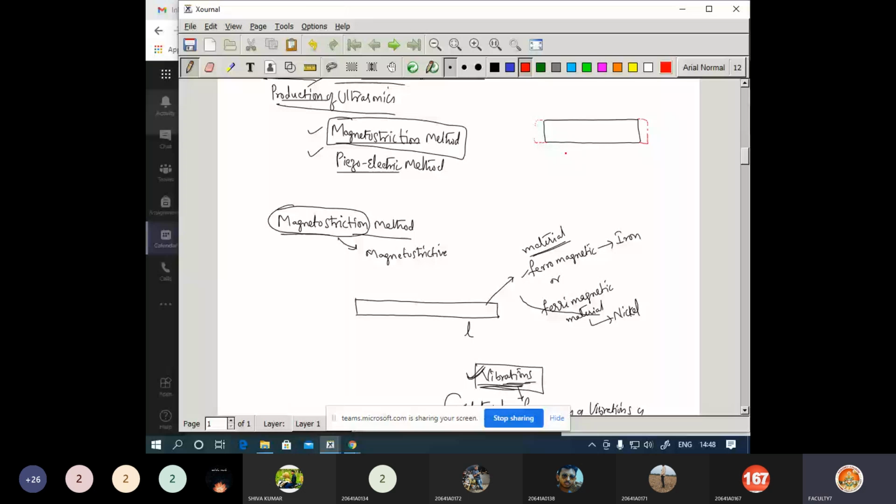Now let us take another color. This color means it will reduce in the length. This is a reduction in the length. So increase in the length means take the red color marking, and decrease in the length means this.